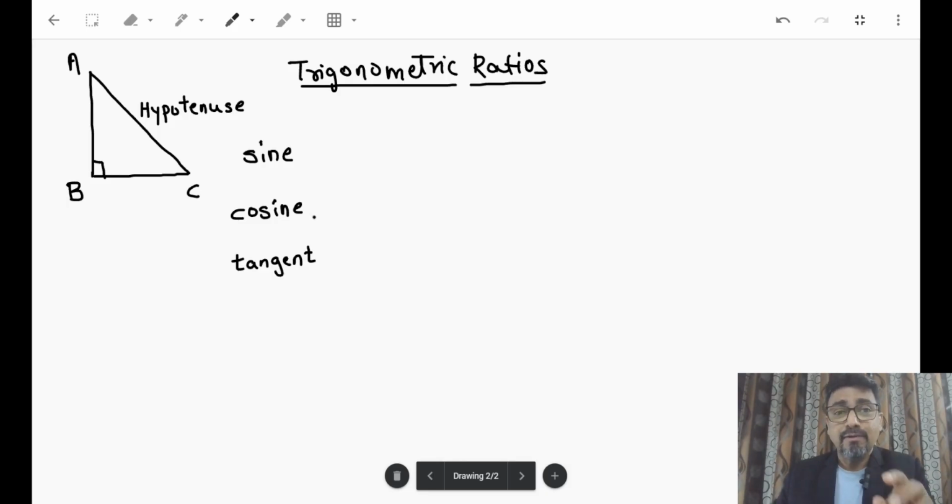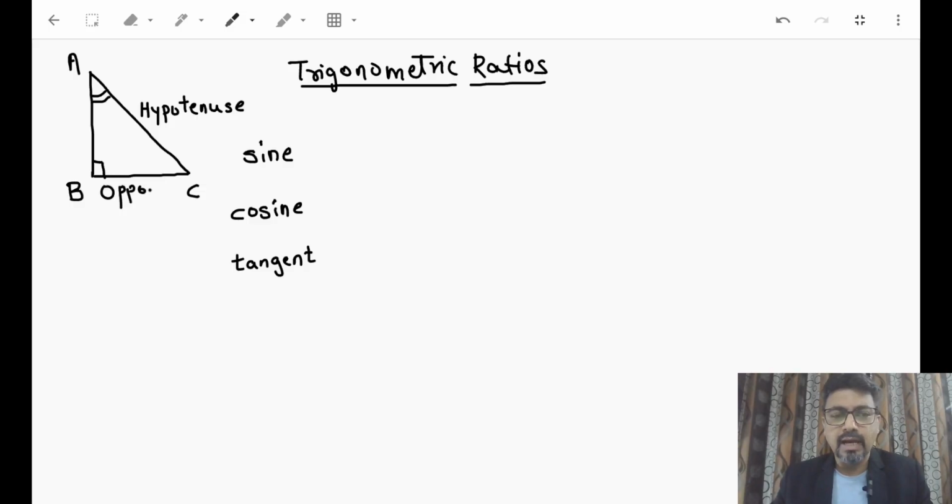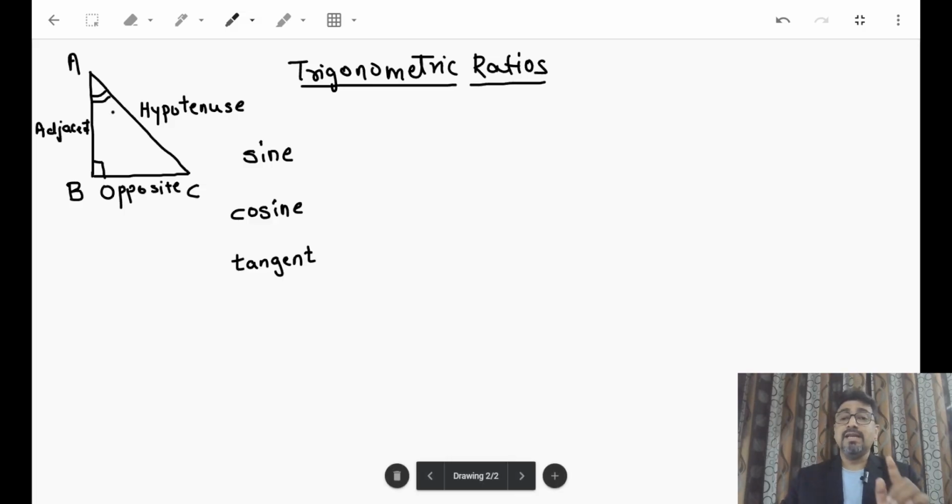Now, trigonometric ratios are considered for the acute angles in a right angled triangle. That is, they are defined for either angle A or angle C. We have seen earlier that for angle A, we have one opposite side, that's BC, one adjacent side, that's AB, and the hypotenuse, that is AC. Let us write them down. So we are considering angle A. I will write opposite for the side BC, and adjacent for the side AB.